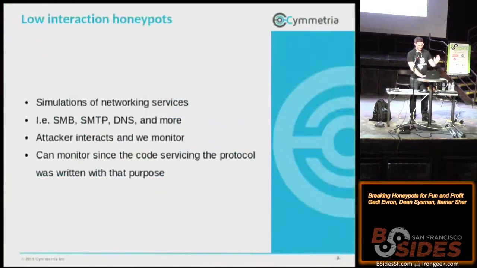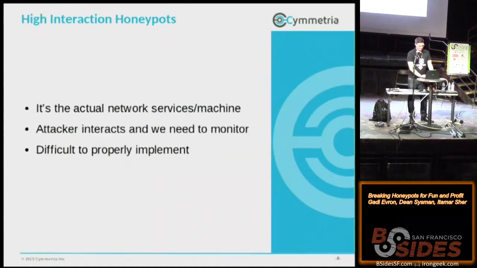Okay, so now into technical stuff. What's a low interaction honeypot? It's generally just a simulation of a specific network service, like SMB, SMTP, DNS, and more. We have an attacker looking at the machine from a network perspective. He's seeing this machine with this specific service and starts interacting with it. Now we can monitor what he's doing because we wrote that service specifically for that reason, right? And a high interaction honeypot is the actual network service or machine, so, for example, a real SMB or SMTP or DNS server. But the problem with that is it's very hard to implement and very hard to monitor, because then we need to understand how the protocol works and try to read it off while it's running inside the actual daemon that's running it, right?